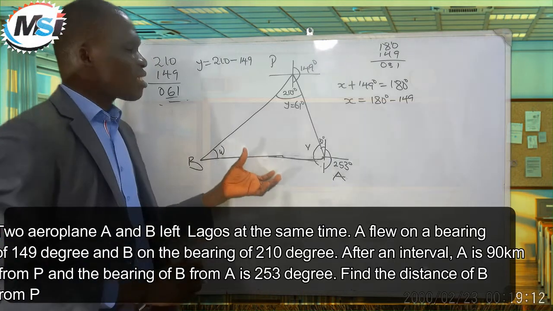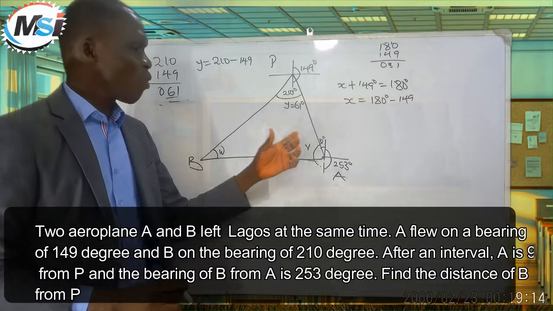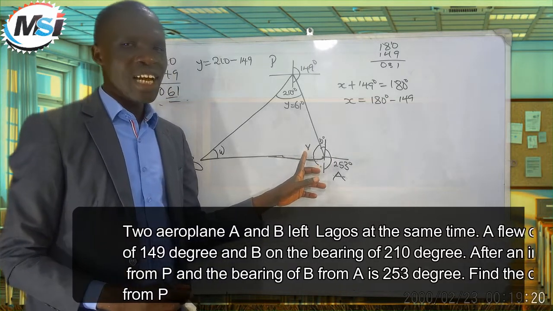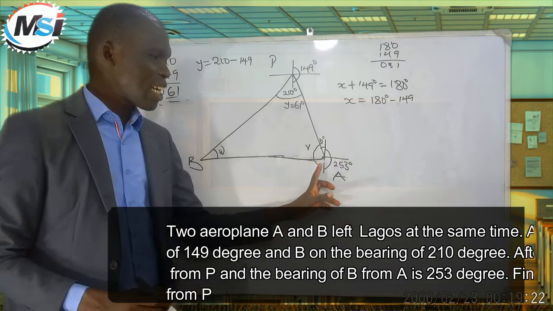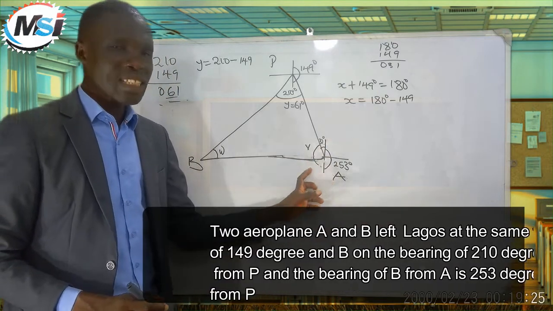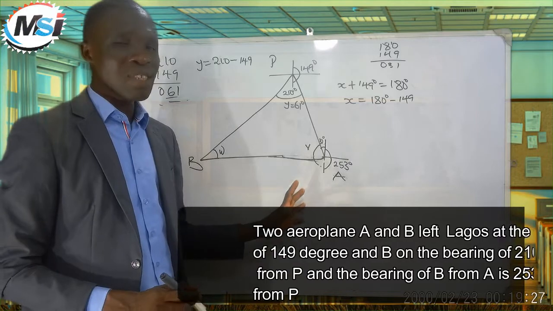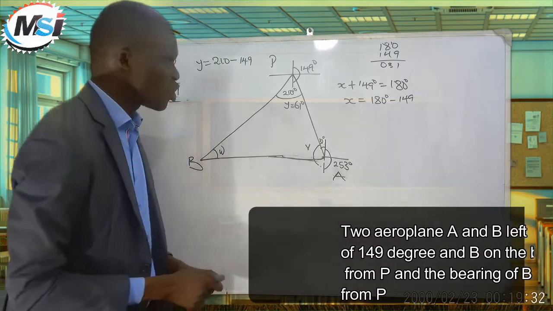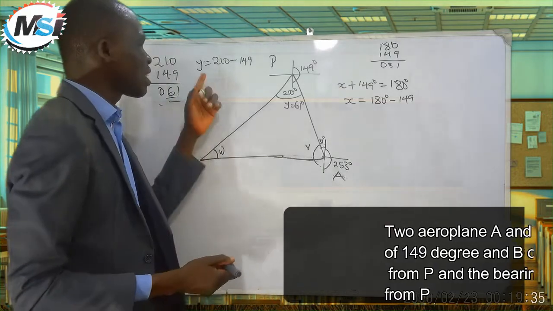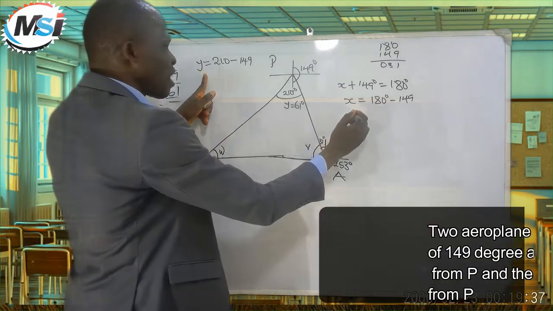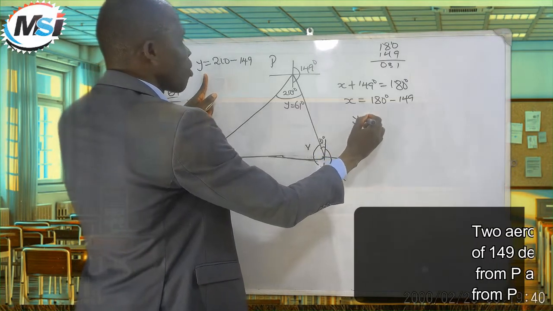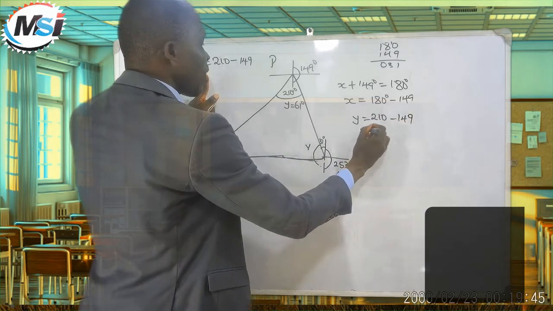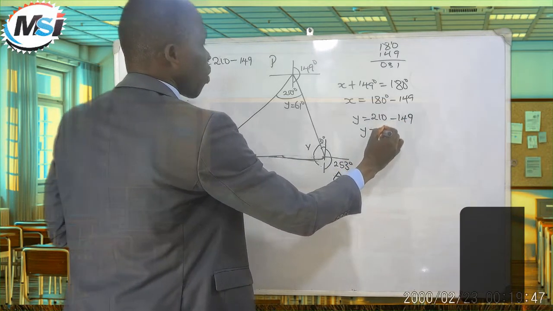Now, the next thing is we want to find the value of V. To find V, you need to understand that this shape forms a circle, and the sum of angles in a circle is 360 degrees. How do we know that? Let me show you. To find y, let me solve it here so that you don't get confused. Y equals 210 minus 149. Y will give us 61.